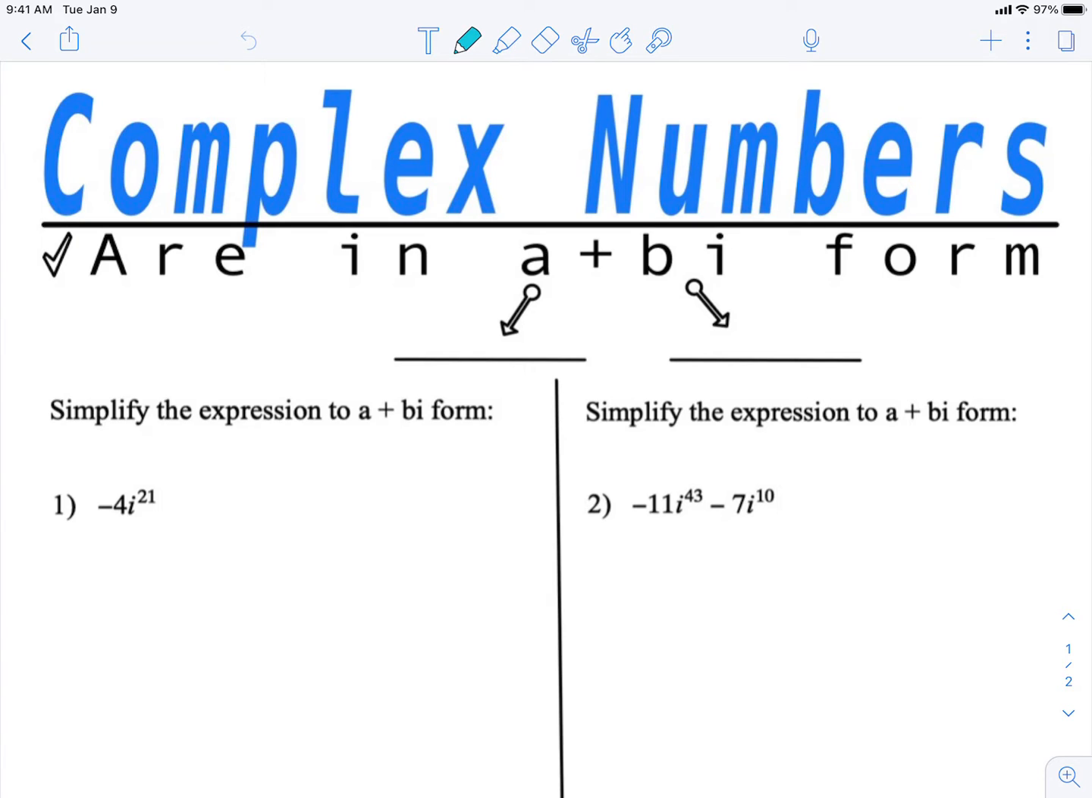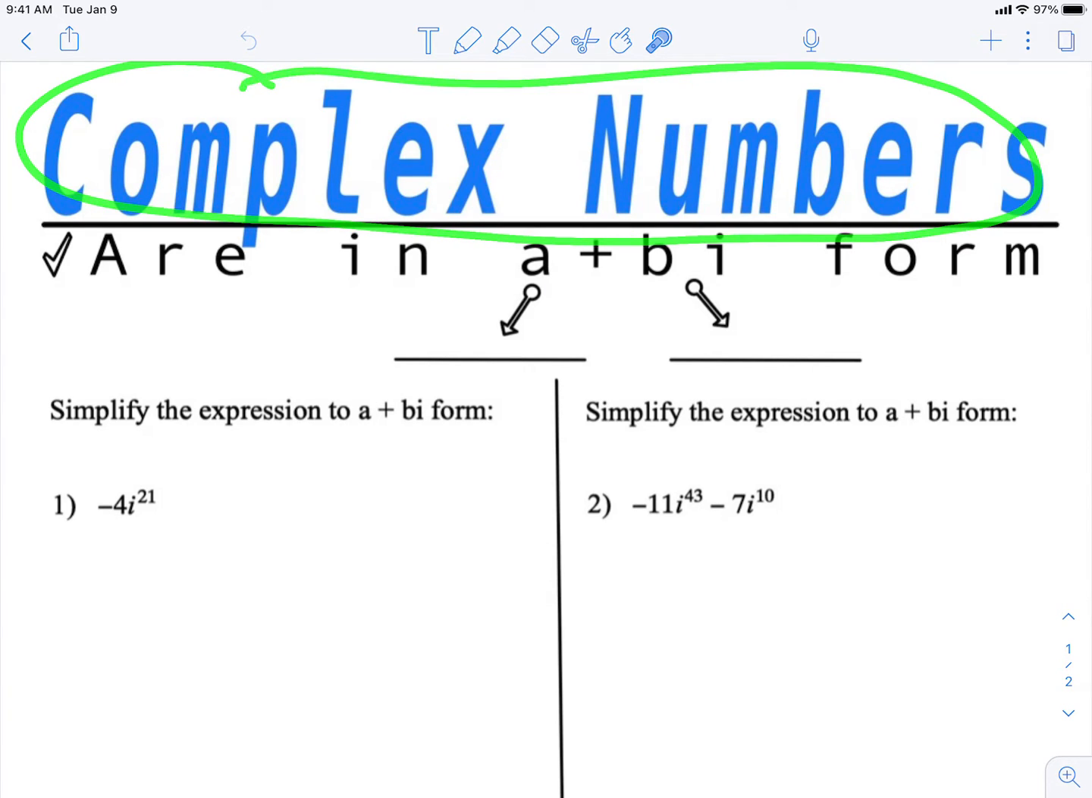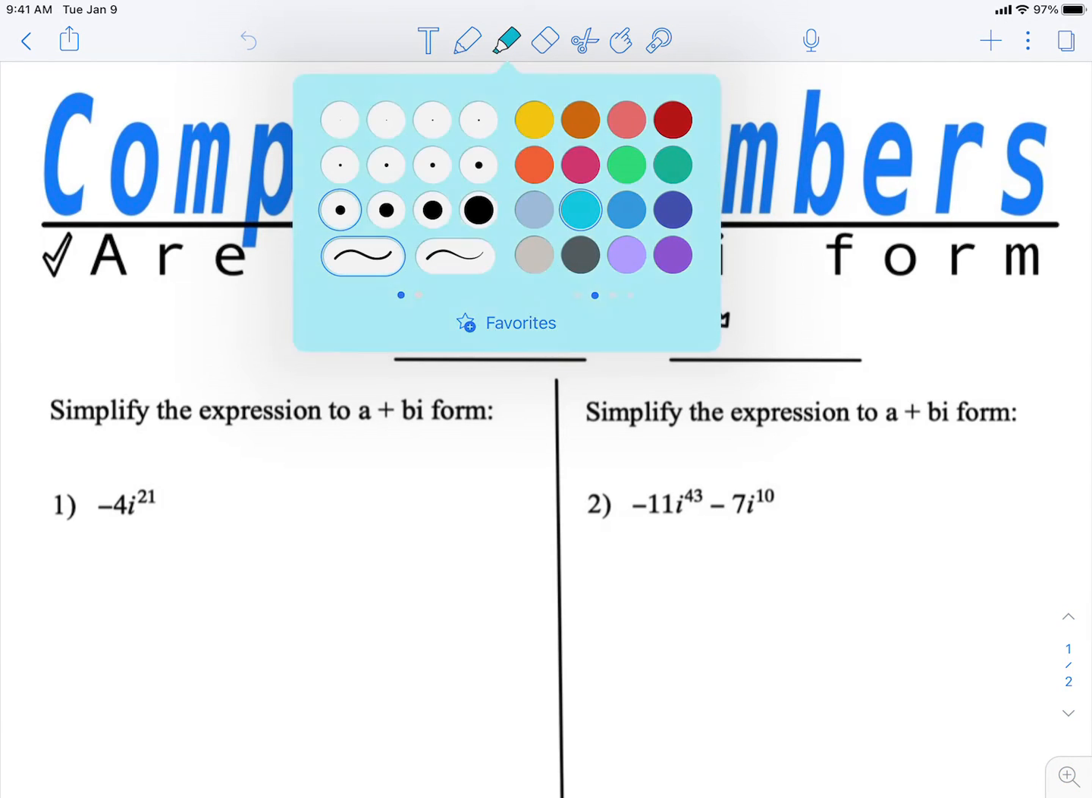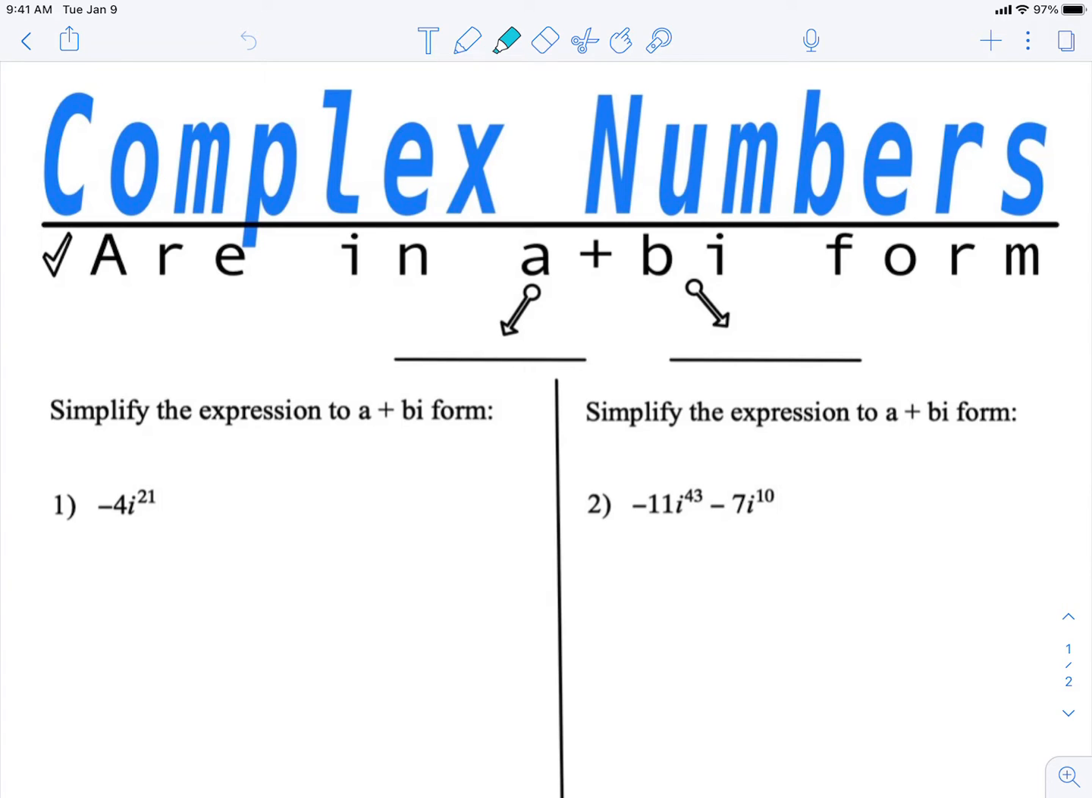All right, make sure you have your paper and pencil ready for today's notes, which are called complex numbers. Complex numbers notes, right? Today we're dealing with complex numbers. So first thing we're going to notice is, use a different color here, right?